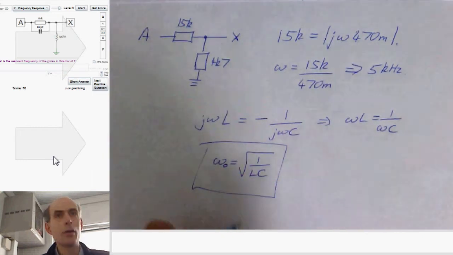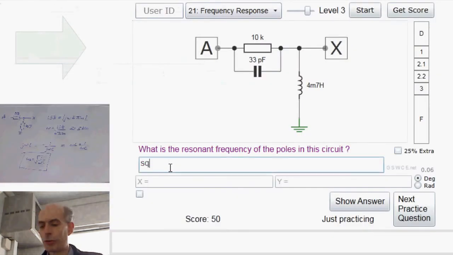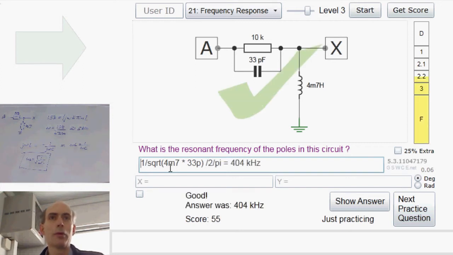And that is the resonant frequency. So, we just need to take the square root of the inductor, 4 millihenries, multiply it by the capacitor, 33p, take 1 over that, and remember that that is in radians per second, so we need to divide by 2 and divide by pi, and we're there. Those ones you can do quite quick. It's working out the Q factor that takes a bit longer.